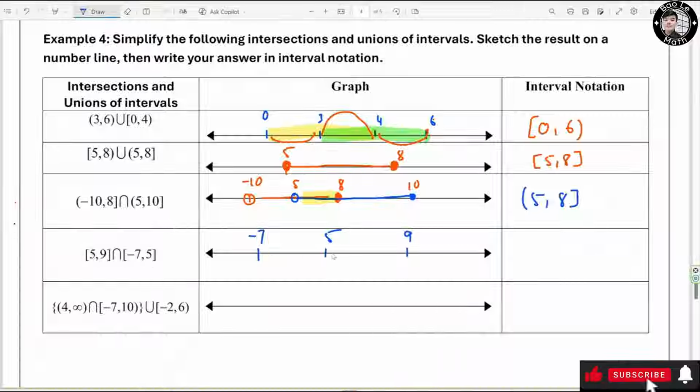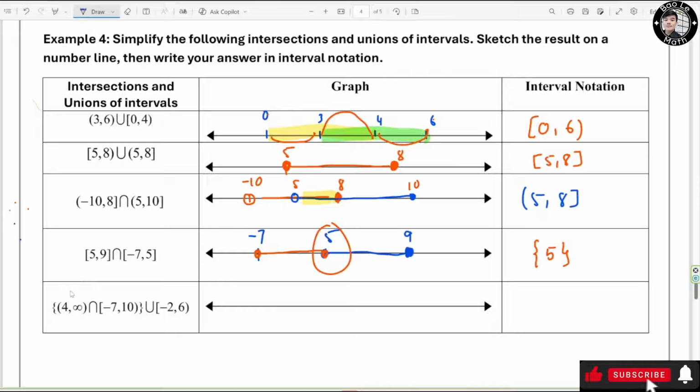5 to 9 is going to be this interval right here. We have the closed circle right here, right? Now negative 7 to 5 is going to be this guy and this guy. Now we need to find the intersection, which means we're going to take the overlapping one only, right? So the only overlapping one is the number 5.